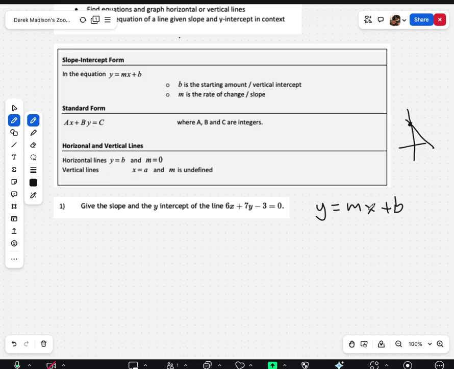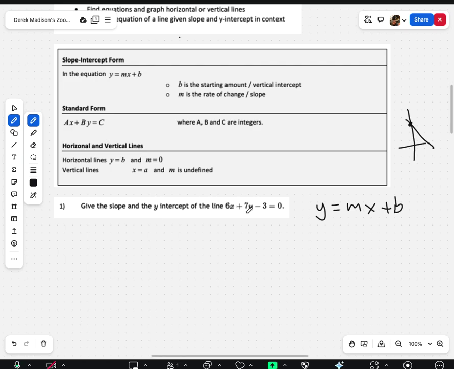So when x is 0, all this drops out and we're left with b, and that ends up being our vertical intercept. m is going to be slope, like we saw in the last section, so it's our rate of change, and it's going to be what's in front of x. So to find the equation of a line, the two things we need to find consistently are slope and y-intercept.